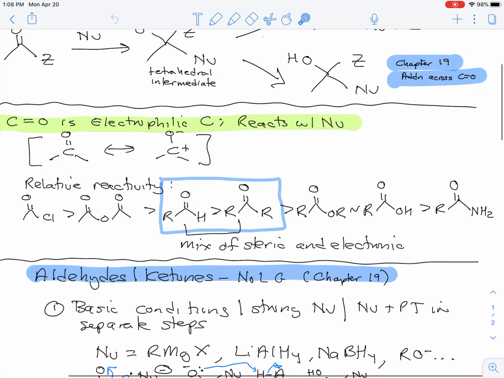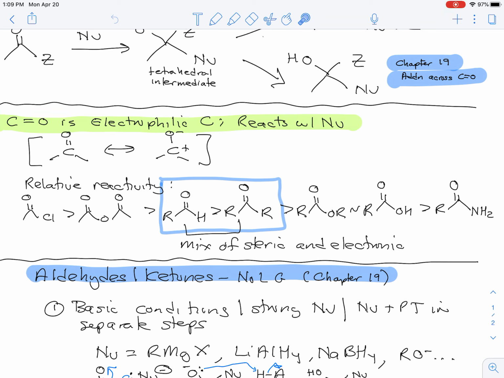So if we look at the relative reactivity, I've put everything from the aldehyde and ketone chapter and the carboxylic acid chapter together on this. It turns out that acid halides are the most reactive, followed by anhydrides, followed by aldehydes, followed by ketones, followed by esters and carboxylic acids, followed by amides. So the aldehydes and ketones fall in reactivity between these two and then this group.